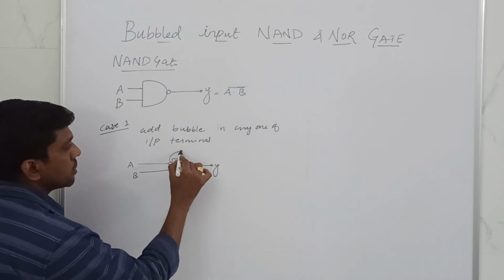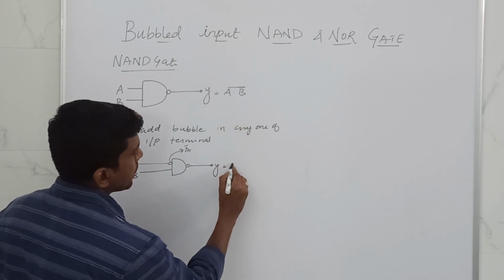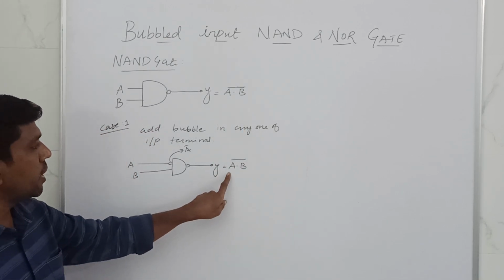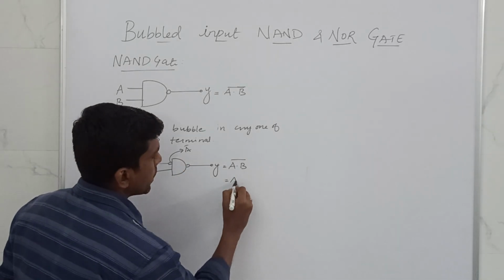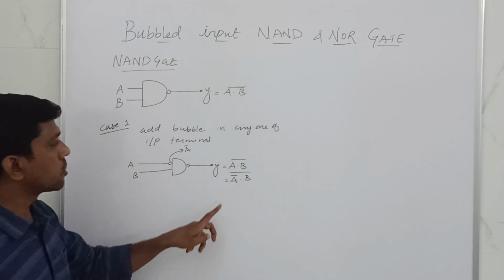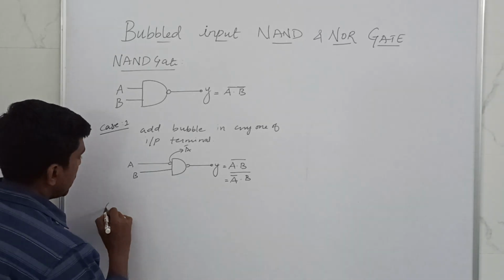After the bubble you will get A bar. The actual expression of the NAND gate is A dot B the whole bar. Instead of A, you just substitute A bar. So A bar dot B the whole bar is the response of the bubbled NAND gate. Then case 2.